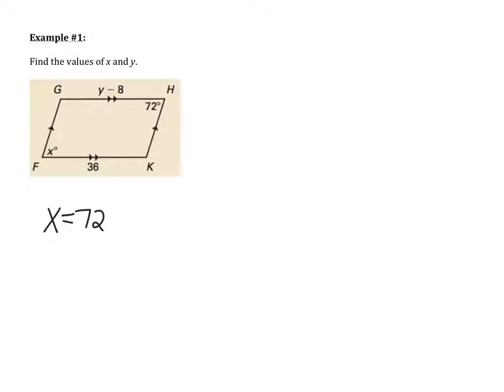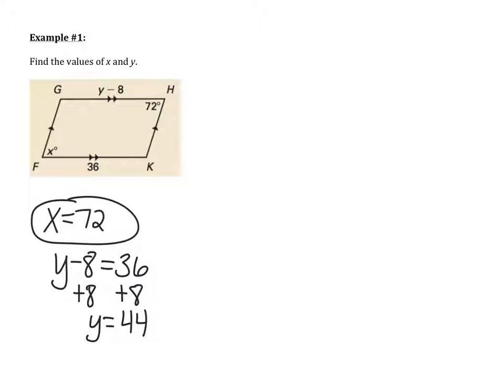And again, since this is a parallelogram, we know that opposite sides are also congruent. So if this is y minus 8 up here, and this is 36, then we would know that y minus 8 is equal to 36. This is just as simple as adding 8 to both sides and solving for y. So y would equal 44. So x equals 72, y equals 44.